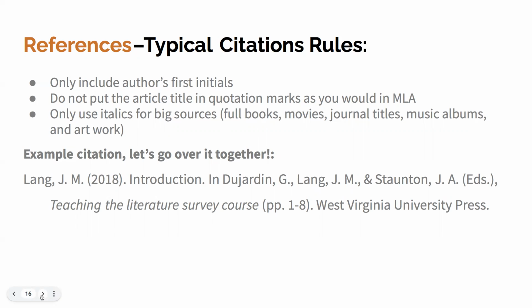So let's go over this citation together. First, you have the author's last or family name, followed by a comma and their first and middle initials. Then in parentheses, you put the date of publication. Then you write the title of the resource without quotation marks. And you mention that it's in this additional source that the editors have created. You put a comma after the editor's information and the title of the additional source in italics. You then include the page numbers in parentheses, followed by a period, followed by the publisher, which in this case is West Virginia University Press.